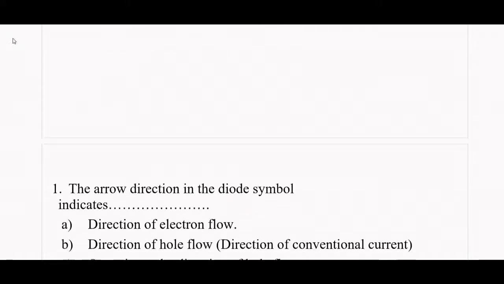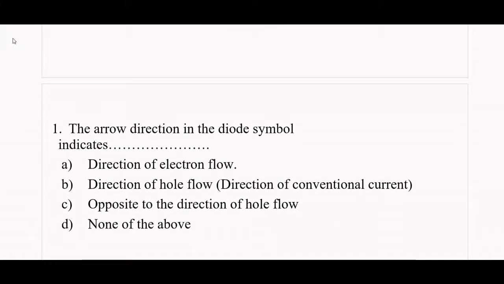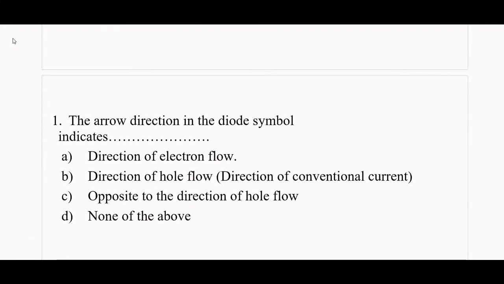Here we go with the first question. The question says the arrow direction in the diode symbol indicates dash. The options are direction of electron flow, direction of hole flow, opposite to the direction of hole flow, or none of the above. As we know, if the diode is in forward bias, the arrow direction indicates the direction of the current flow or the direction of the hole flow. So B is the correct answer, that is direction of the hole flow.